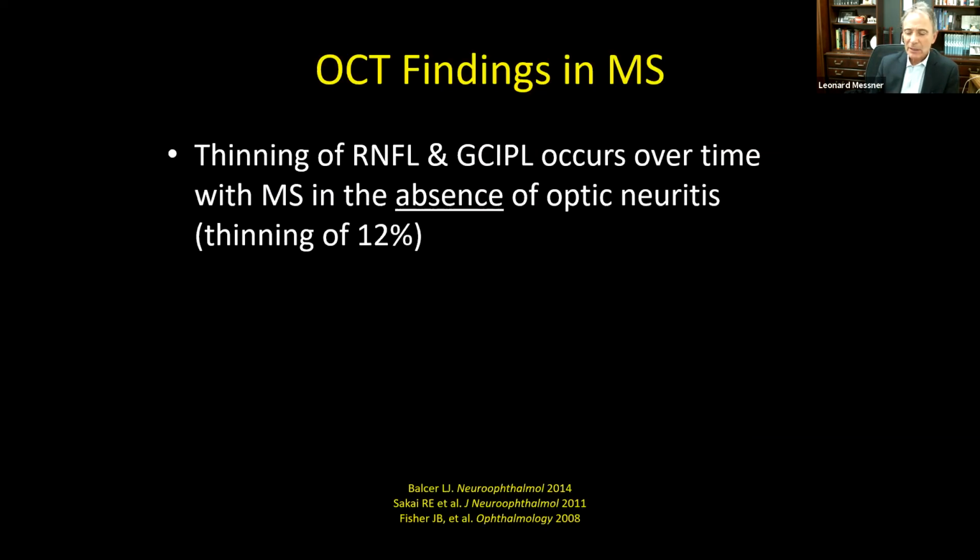Well, we now know that thinning of the retinal nerve fiber can occur in the setting of multiple sclerosis, even in the absence of optic neuritis. Now, you typically don't see the magnitude of nerve fiber layer or ganglion cell complex thinning as compared to patients with optic neuritis, but it is quite common to see some evidence of combined nerve fiber layer and ganglion cell thinning among individuals with multiple sclerosis, even in the absence of optic neuritis.